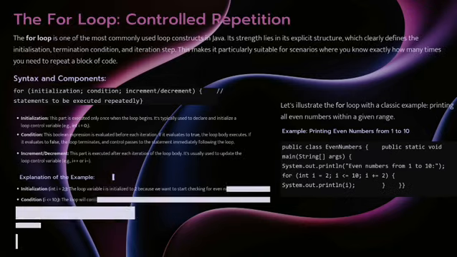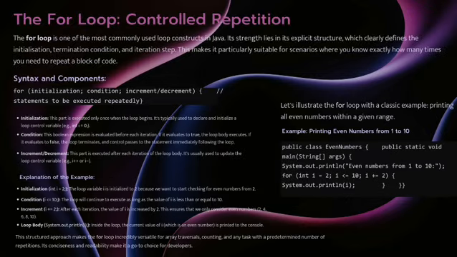The for loop. The for loop is one of the most commonly used loop constructs in Java. Its strength lies in its explicit structure, which clearly defines the initialization, termination condition, and iteration step. This makes it particularly suitable for scenarios where you know exactly how many times you need to repeat a block of code. The initialization part is executed only once when the loop begins.